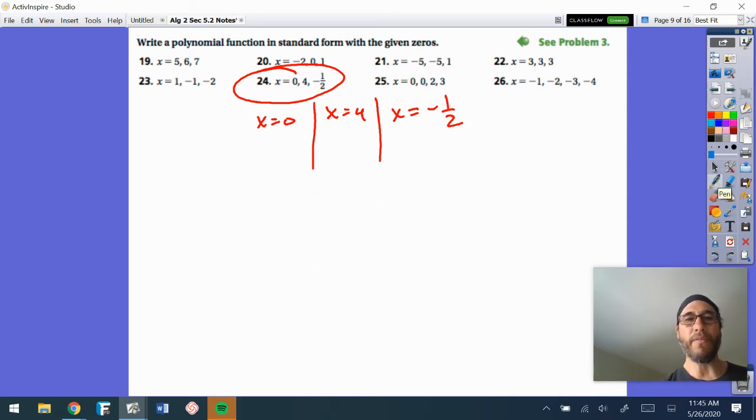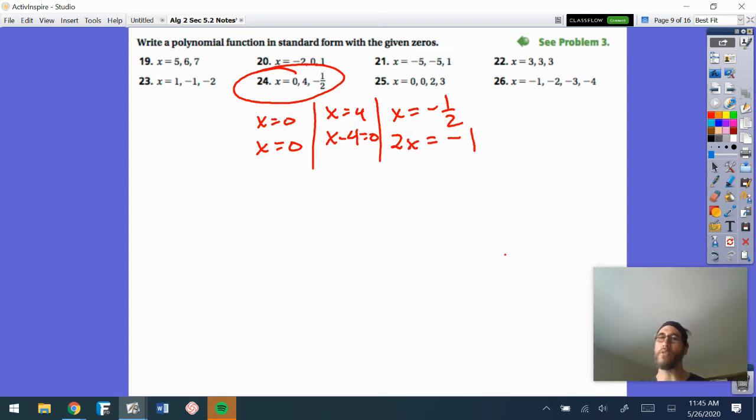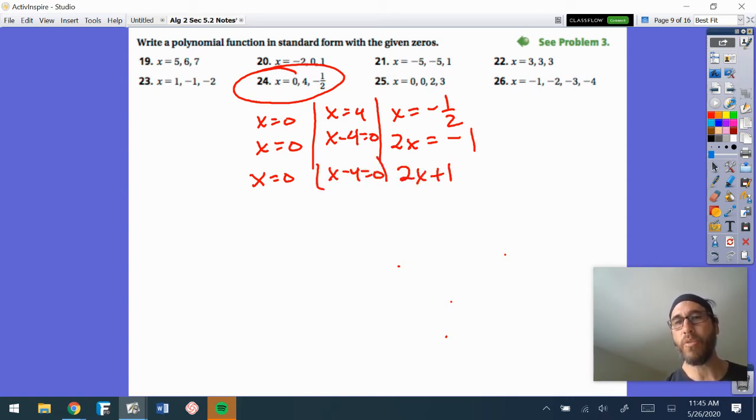Remember, if this was 0, then that just means x equals 0. This one would be x minus 4 equals 0, right? And then this one here is a little bit tricky. The way we would solve this is we divide by 2 at the end. So let's multiply by 2, okay? Multiply 2 on both sides. And then we're going to add that 1 over. So I get x equals 0, x minus 4 equals 0, and 2x plus 1 equals 0.